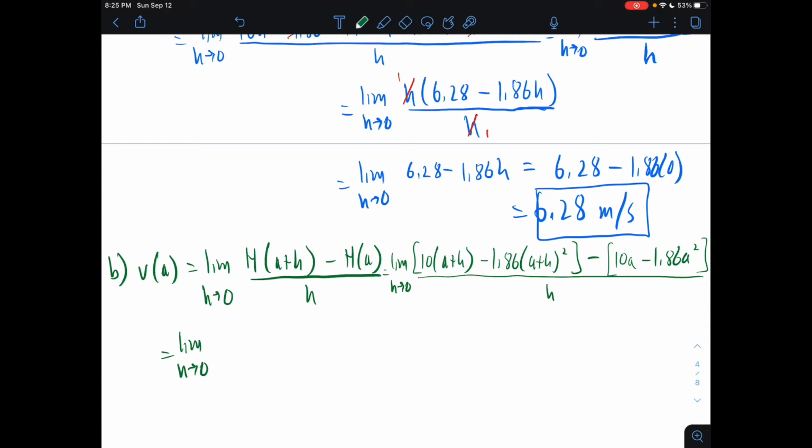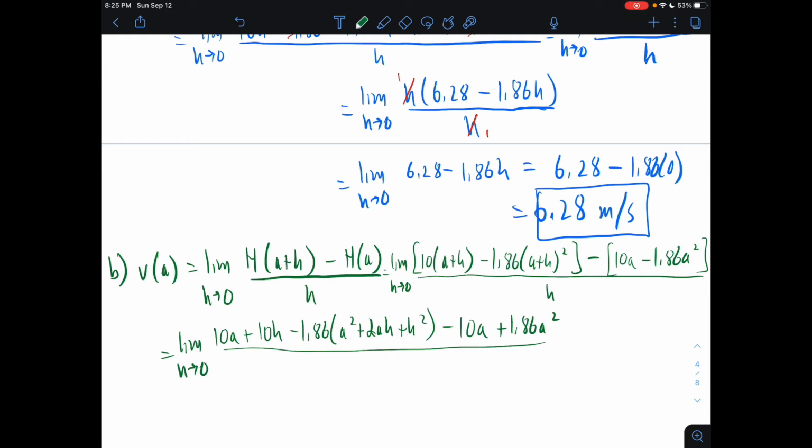And I can just keep expanding. So in the numerator, I'll have 10a plus 10h, and then minus 1.86 times, this will be a squared plus 2ah plus h squared. Again, just squaring a binomial, that's all that is. Minus 10a, and then plus 1.86a squared, all divided by h.